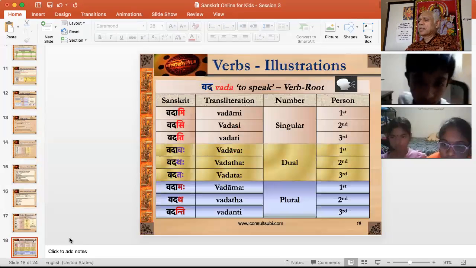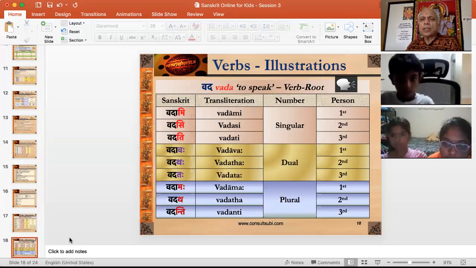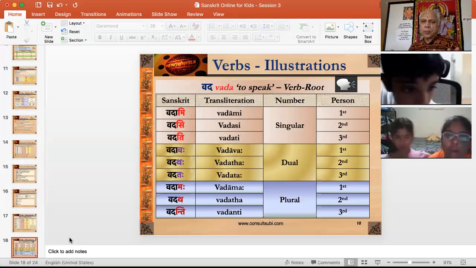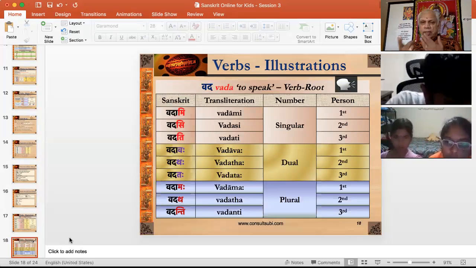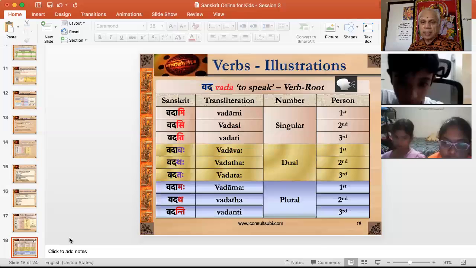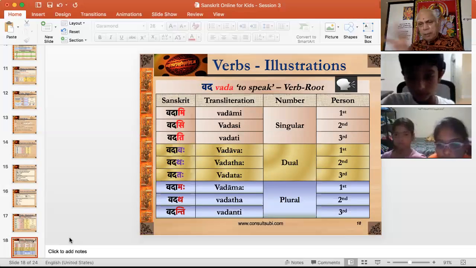Having said that, let's say another word called vada. Vada means to speak. That's a root, verb root. Same principle. Vadami, I speak. Vadasi, vadati. Vadavaha, two people. Vadataha. Vadamaha, vadata, vadanti, they all speak. First person, second person, third person. Same principle. Okay?